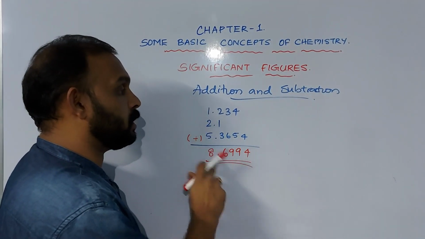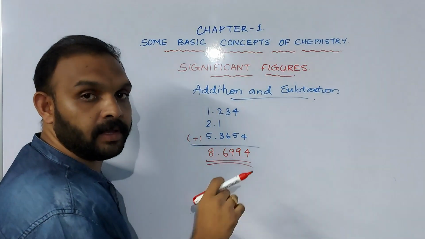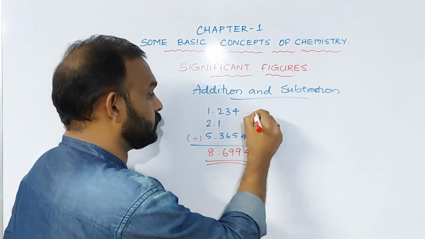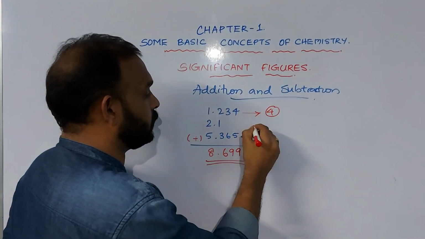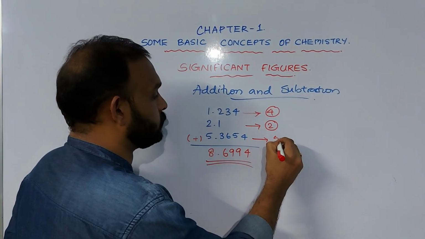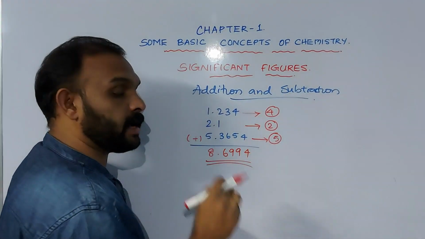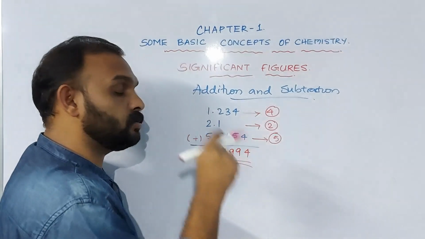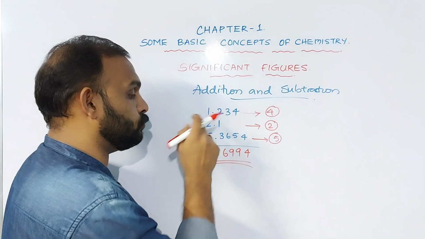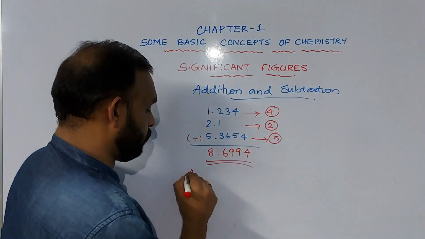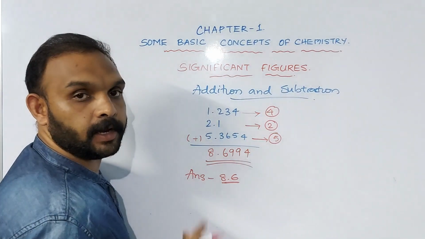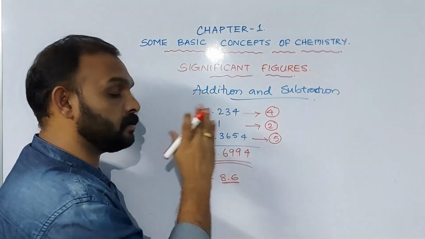see which number among these 3 has the lowest significant figures. We can see that this has 4 significant figures, this has 2 significant figures, and this has 5 significant figures. So your answer must be according to the lowest number of significant figures, that is 2. So our answer will be 8.6 only. Clear? It is the same for subtraction also.